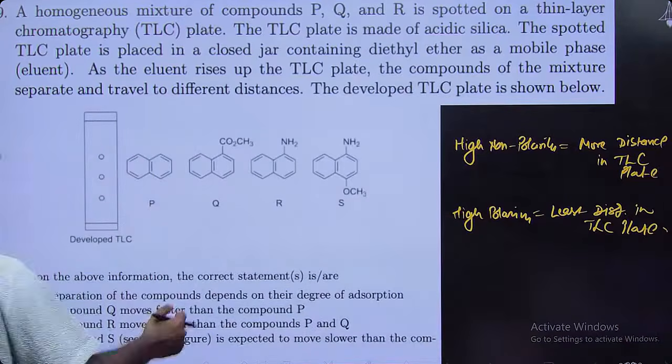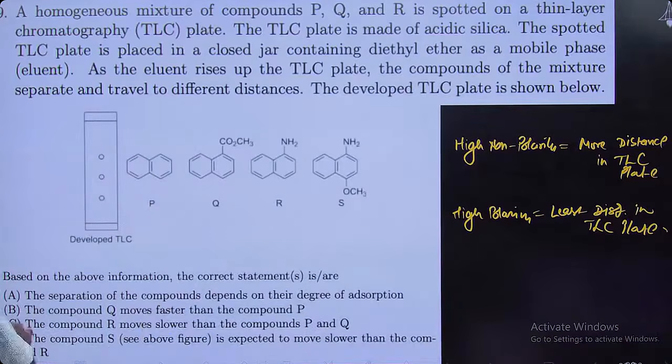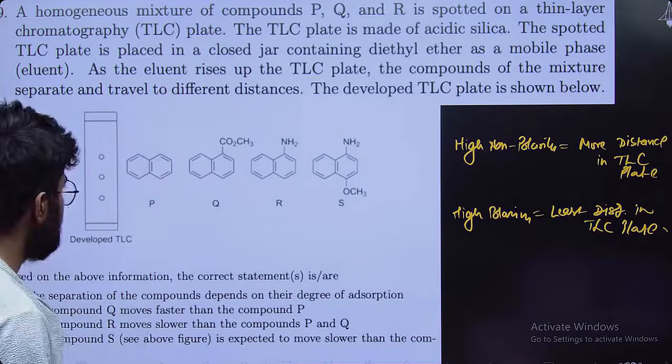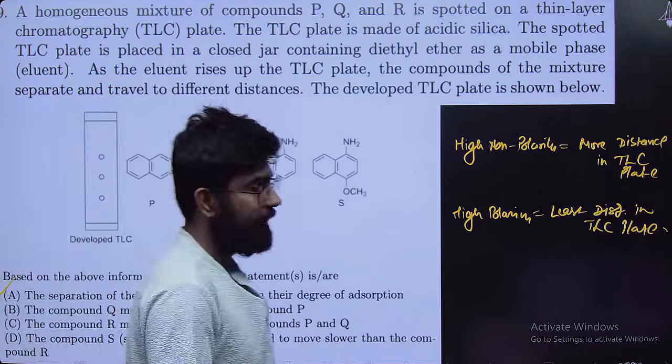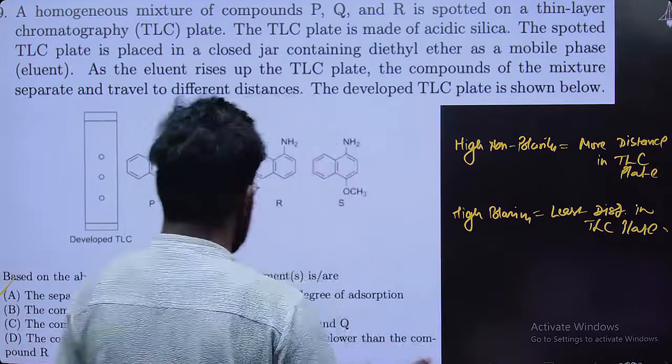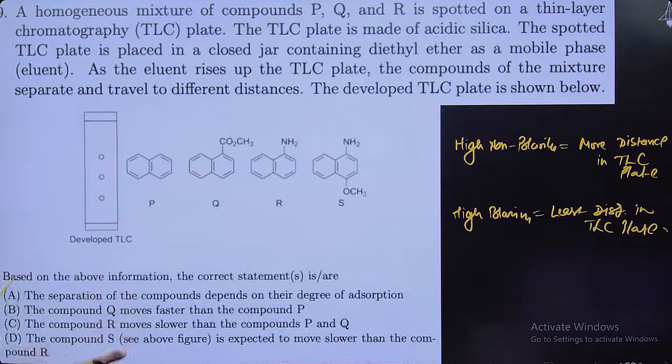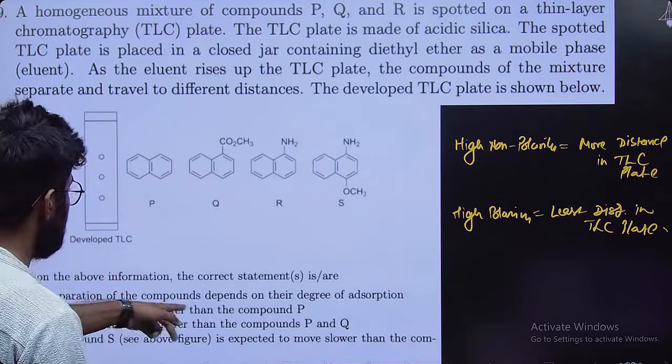The separation of the compounds depends upon their degree of adsorption. That is the basic principle of adsorption chromatography, right? TLC. The compound Q moves faster than compound P. Now let's see. Remember, the one that covers more distance moves faster, obviously, right? So it means that the non-polar one will move faster. So Q moves faster than P.